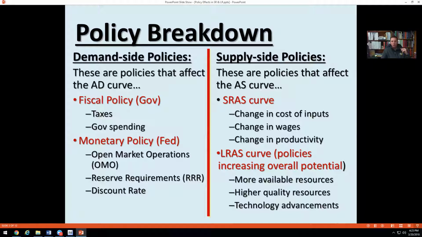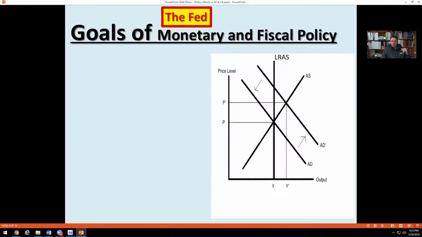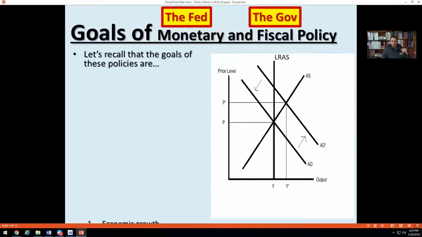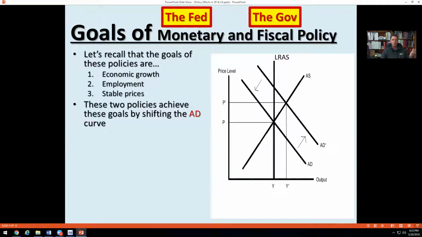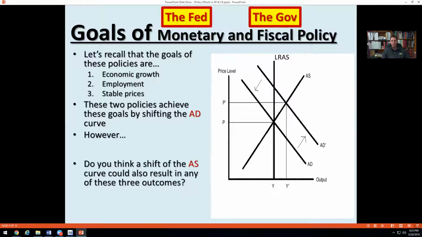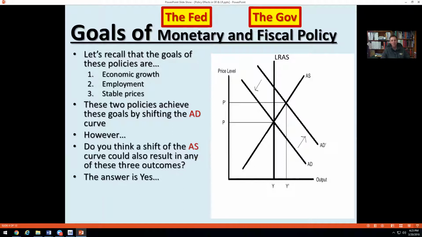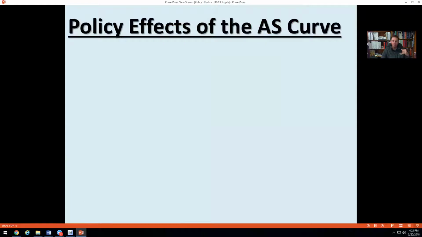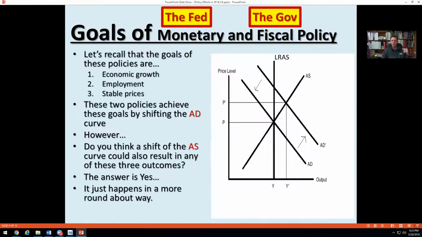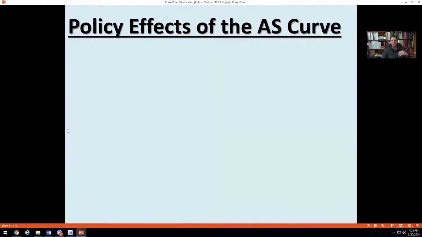Okay, so the goals of monetary and fiscal policy, as we've said, there they are, both right there. Economic growth, full employment, and stable prices. We've hit this numerous times. Policies achieve these goals by shifting aggregate demand, as you see. However, there are policies, as I said, that shift aggregate supply. It just happens in a more natural way, a more roundabout way, like I've explained before. And as you can see in this last graph, AD is shifting here through monetary and fiscal policy. But yes, aggregate supply can be affected by other things.